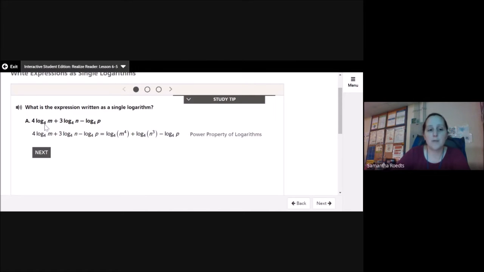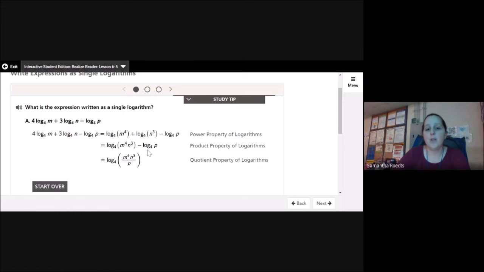So 4 log base 4 m plus 3 log base 4 n becomes log base 4 m to the fourth plus log base 4 n to the third. This is product property. So I rewrite it as log base 4 of m to the fourth n cubed minus log base 4 p. We know that this is the quotient property, this minus. Okay, so that means I have log base 4 of m to the fourth n cubed over p. And that is my final expression.